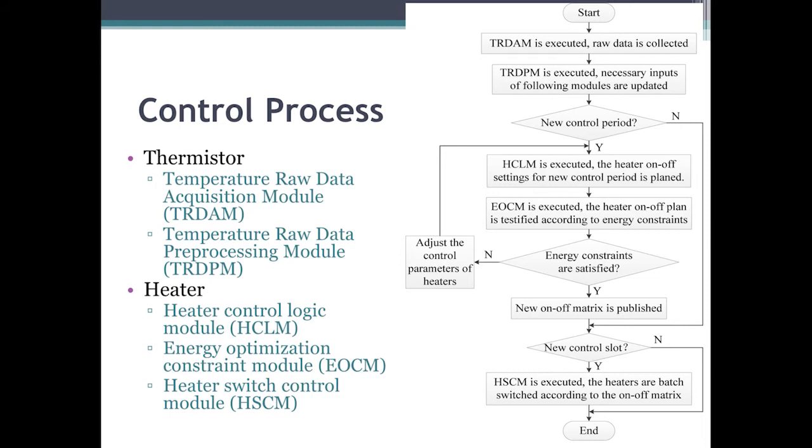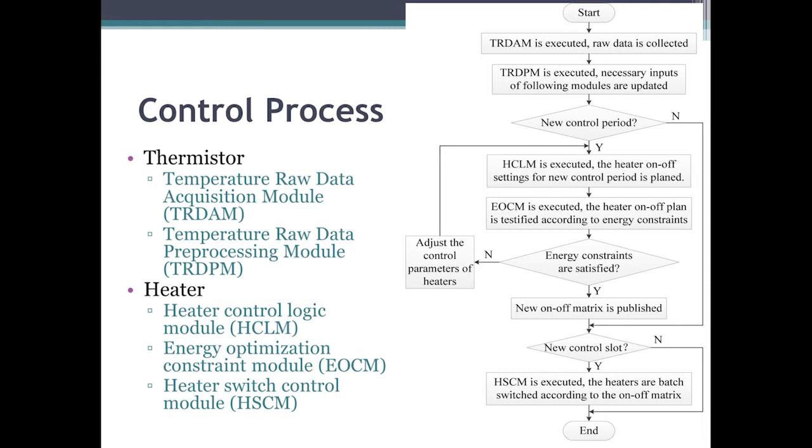Every time the autonomous thermal control process is called, the TRDM is first executed and the raw data is collected. And when the thermal control process runs, it directly obtains the latest raw data from the global data pool and refreshes it into the thermistor data structure. After the TRDM, the TRDPM is executed.